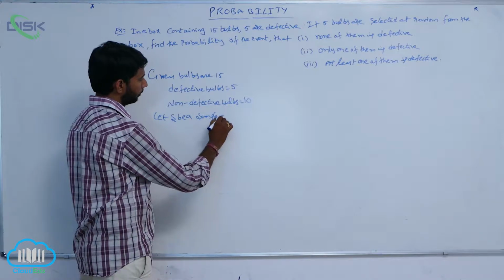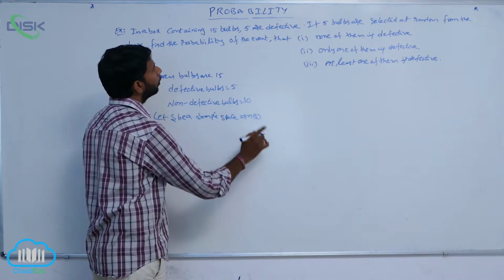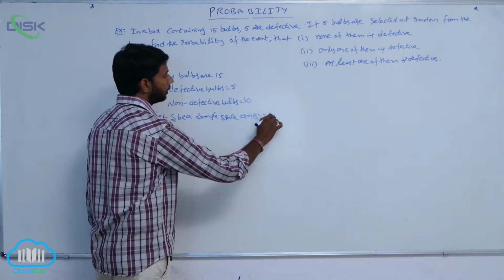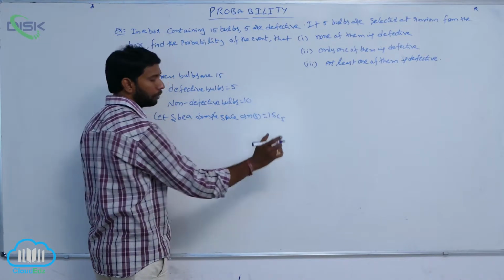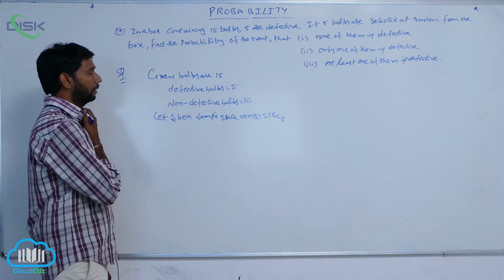Let S be a sample space. That implies N of S is equal to out of 15, 5 are selected, that is 15C5. N of S is equal to 15C5.